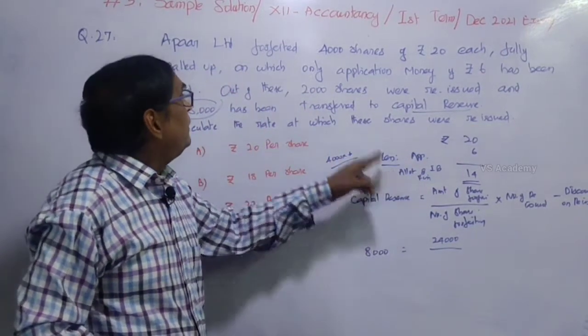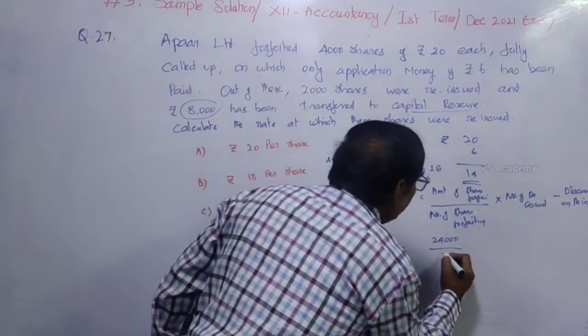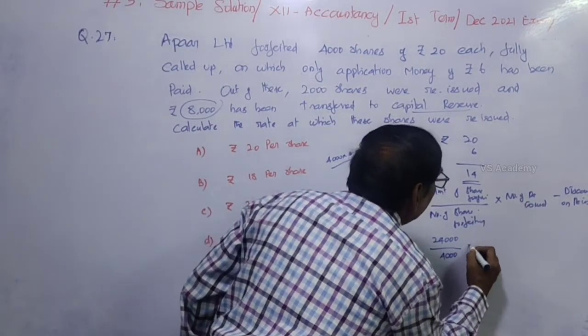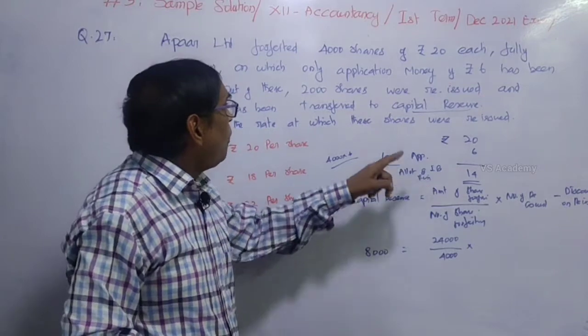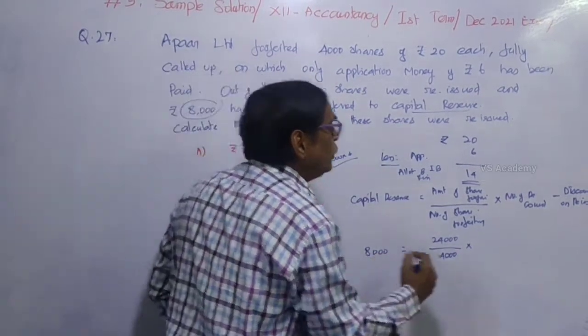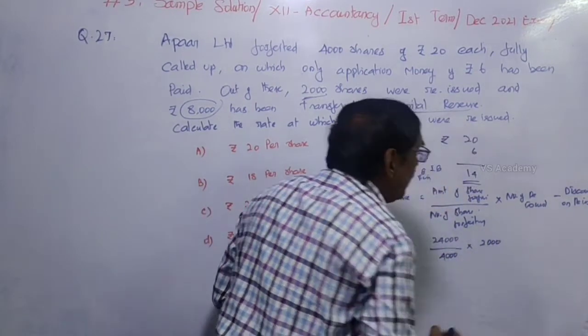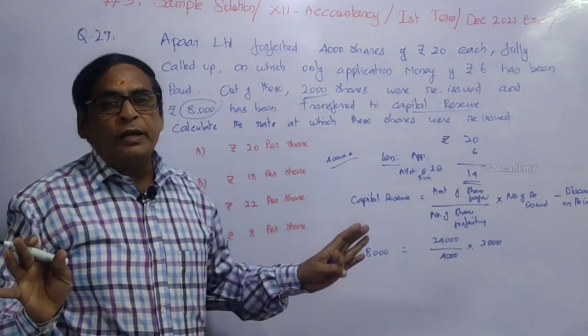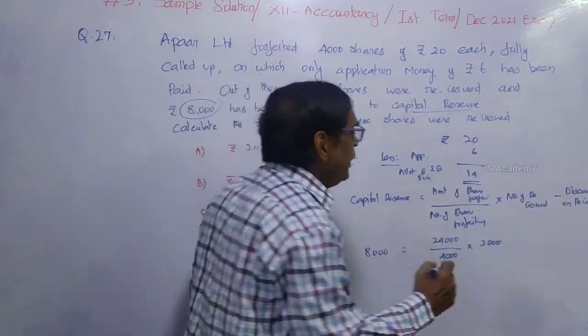Number of shares forfeited, 4,000 forfeited. So divided by 4,000, into number of shares reissued. Out of 4,000 shares, only 2,000 shares were reissued. So into 2,000. And then discount on reissue is not given in the question. We have to find it out.